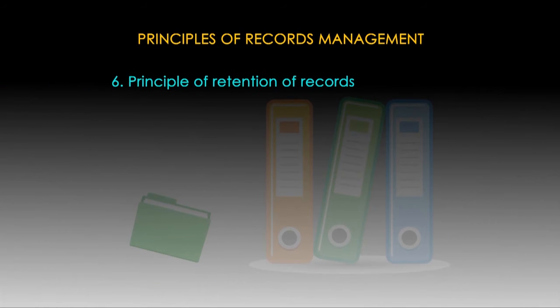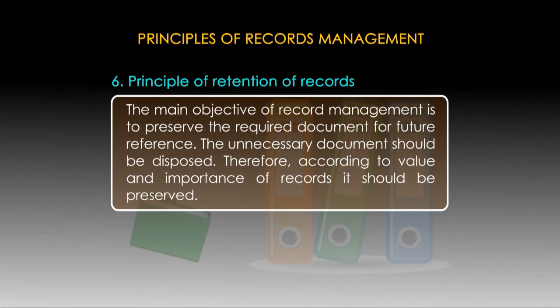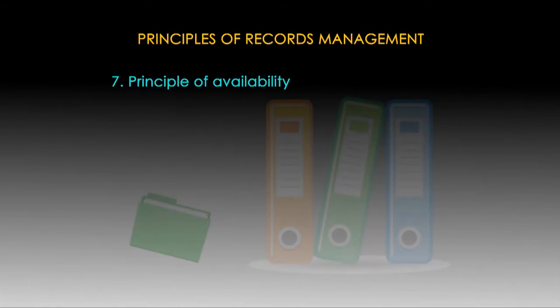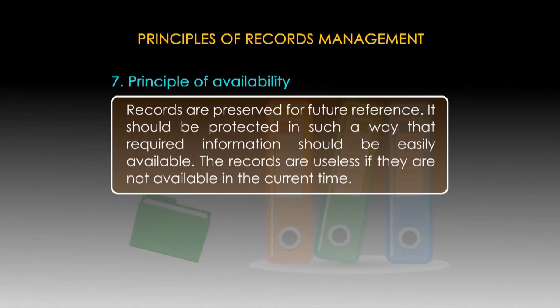Number 6, principle of retention of records. The main objective of record management is to preserve the required document for future reference. The unnecessary documents should be disposed. Therefore, according to value and importance of records, it should be preserved. Number 7, principle of availability. Records are preserved for future reference. They should be protected in such a way that required information should be easily available. The records are useless if they are not available at the current time.